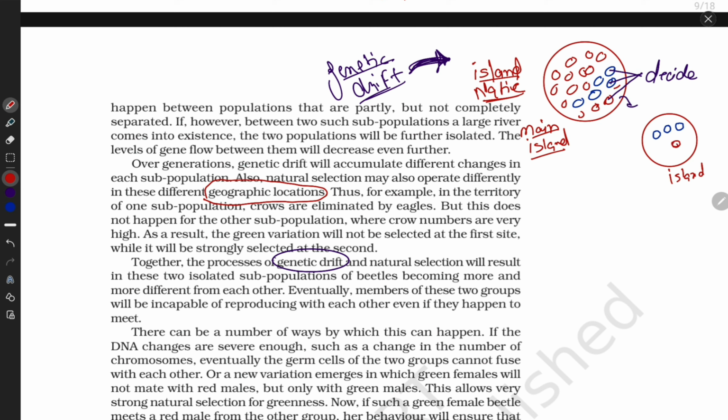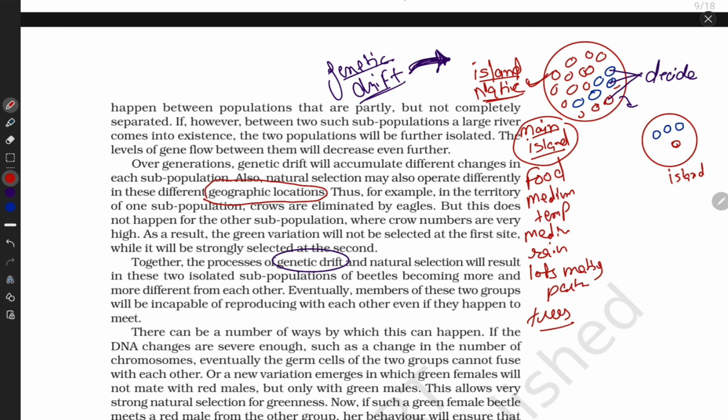But tell me something. Do these species get the same environment as here? If the main island has lots of food, medium temperature, medium rain, lots of mating partners, trees, habitat, do you think exactly these things are present on the new island? Maximum food, medium temperature, medium rain, lots of trees. Do you think this island contains all these things? No. Here they are the same, but this one is different.